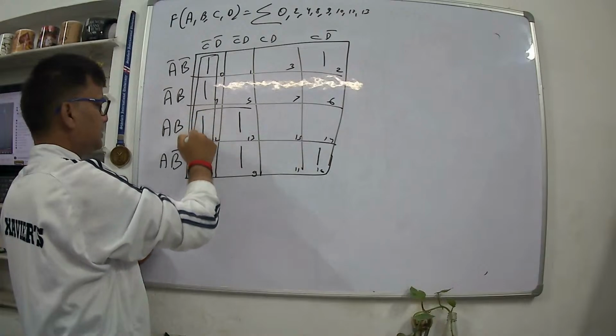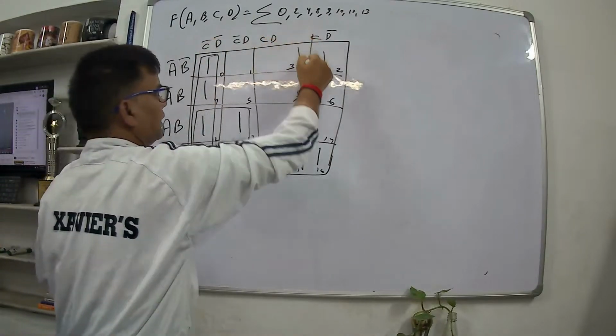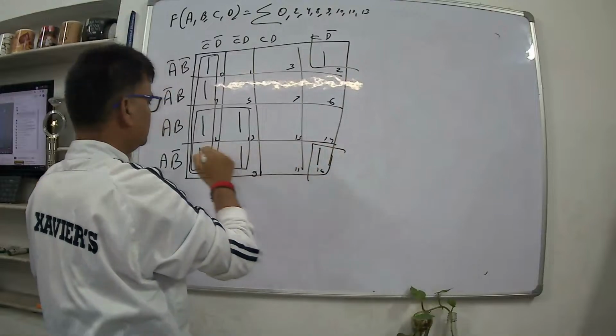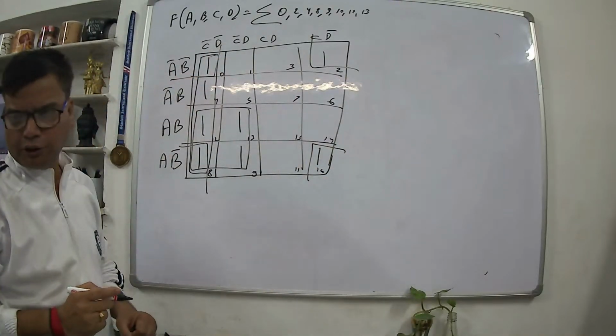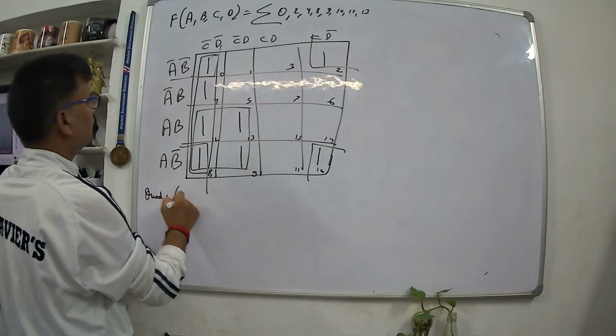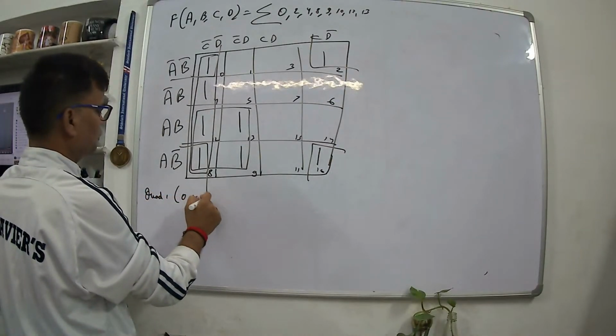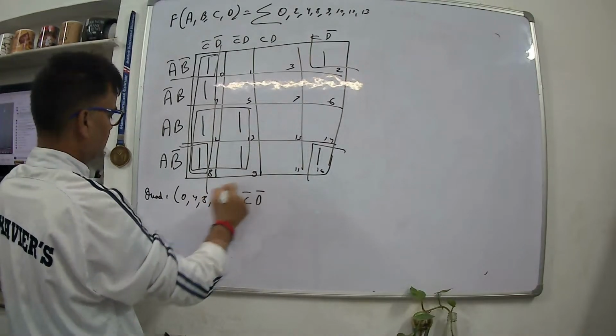We get this quad, and again I'm getting 1, 2, 3, and 4. I'm getting a rolling quad. So what else right here? Quad 1 between 0, 4, 8, and 12. This is C bar, D bar.